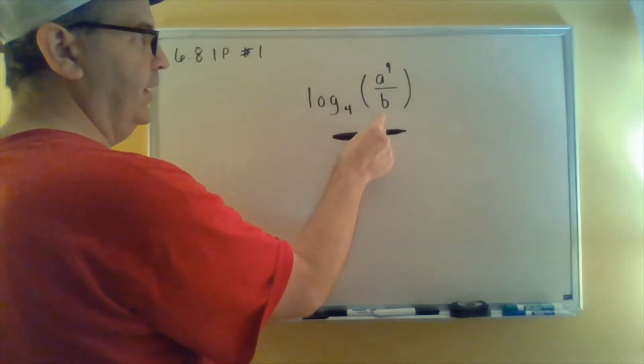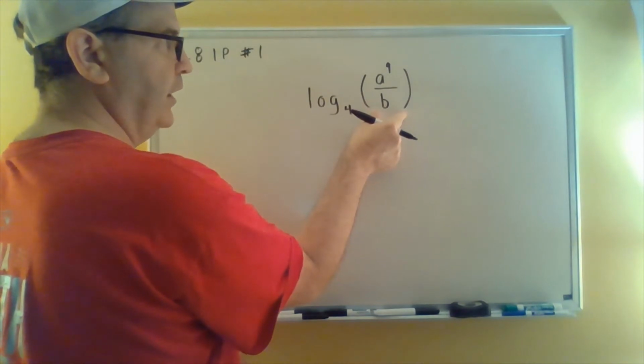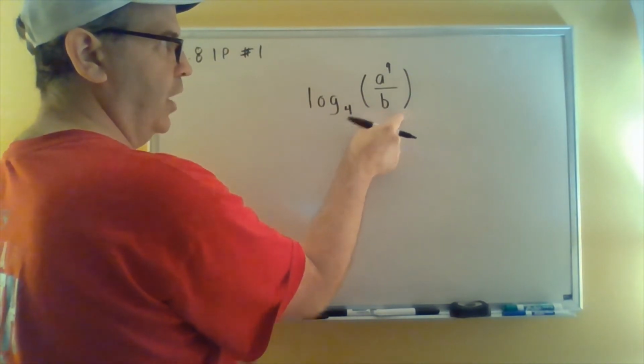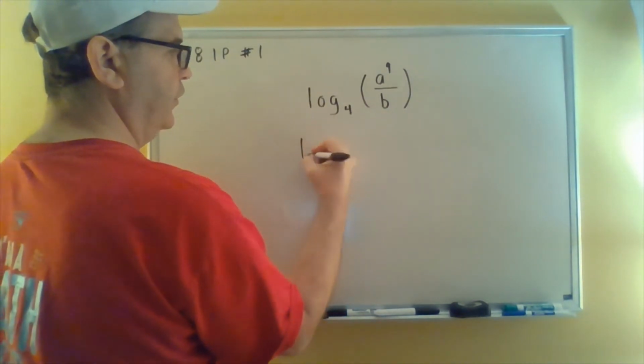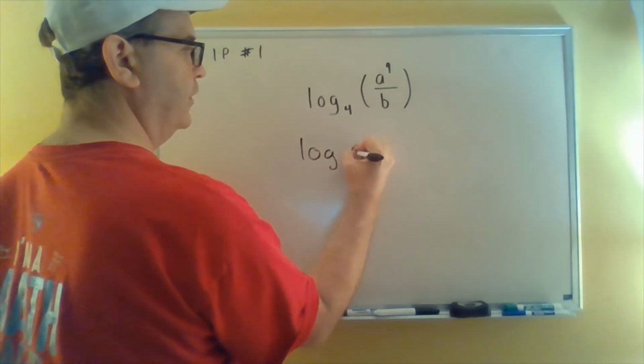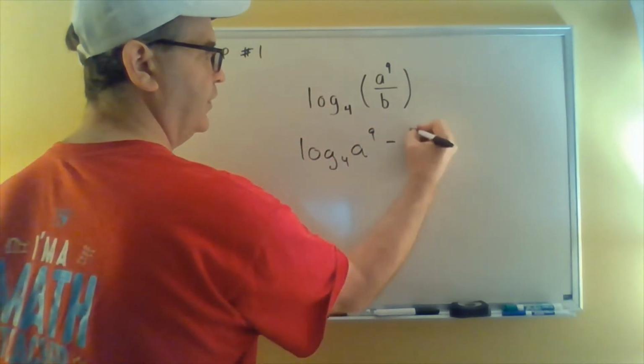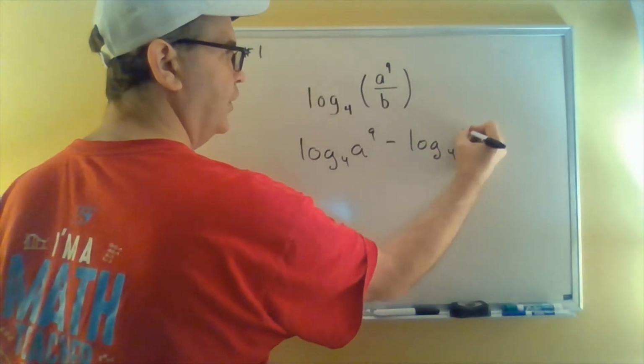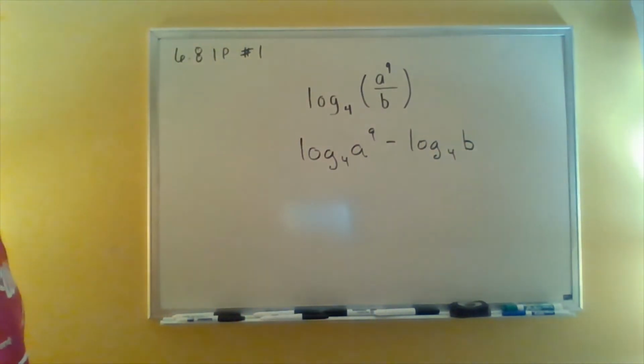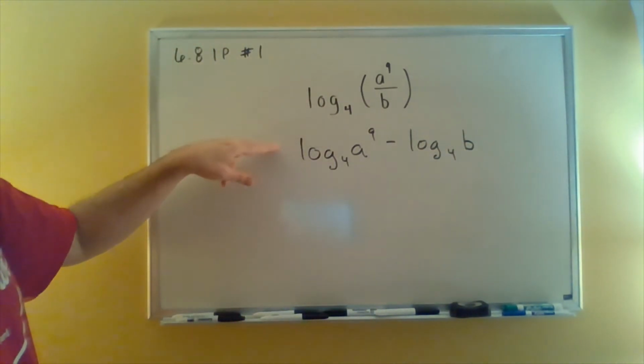So first, let's take the division problem here and split that up into a subtraction problem using our quotient property. So I'll end up with log base 4 of a to the 9th minus log base 4 of b. Okay, so that's using our quotient property to get to this step.